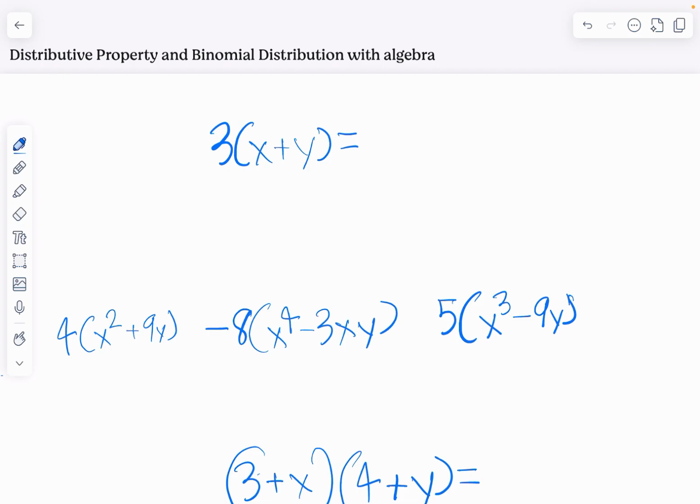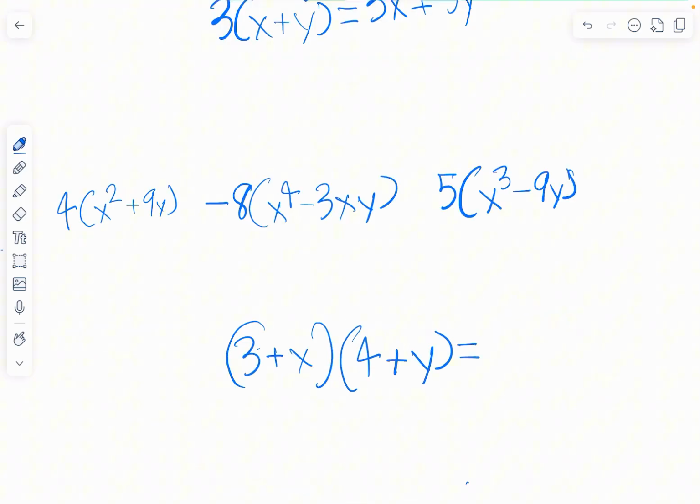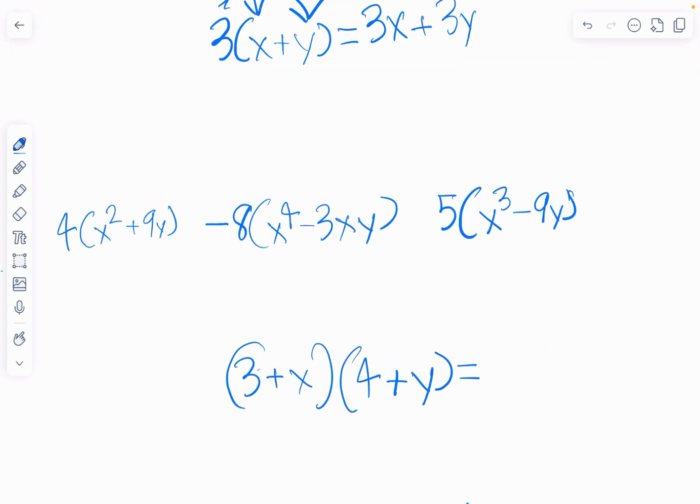To solve this equation, you have to multiply 3 by x and 3 by y, as the arrows indicate. 3 times x is 3x, 3 times y is 3y. For this problem, you have to multiply 4 by x squared and 4 by 9y, and 4 times x squared is 4x squared. 4 times 9y is 36y.